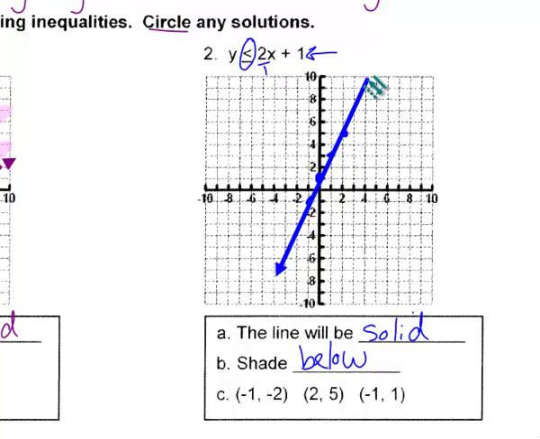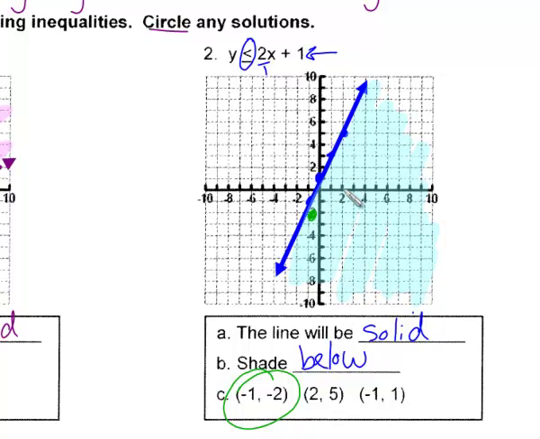About like that. Okay? Now, let's take a look at the shading. We are shading below, so we are going to shade everything that's in this area down here. Okay, so let's look at C. -1, -2. So I have -1, -2. Is that in the shaded region? Yes. So that is a solution.